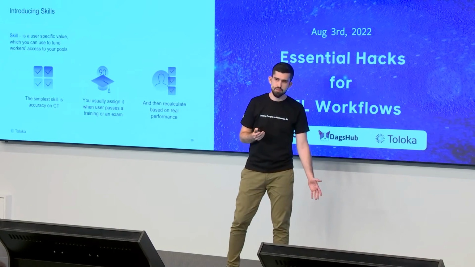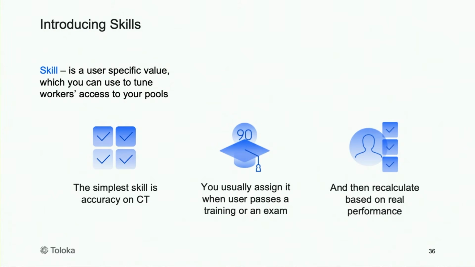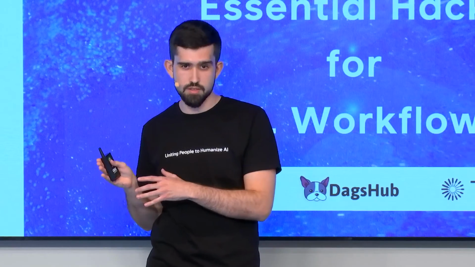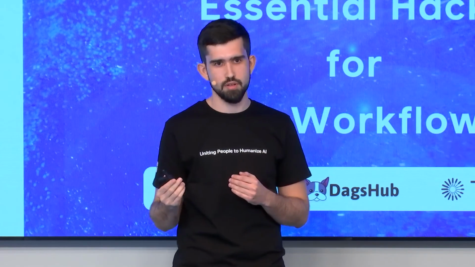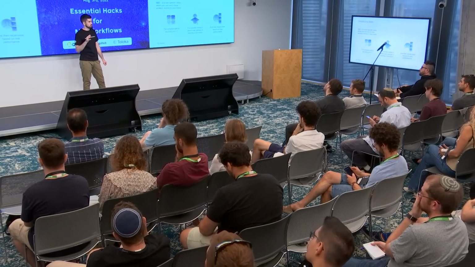So basically, a skill is quite an obvious thing. It is some value which you calculate, and then you use it to control the audience, to let or not to let guys inside your pools. The simplest skill is some accuracy on control tasks. I have already said that we have control tasks, so you can just calculate how often you are correct and not, and calculate the accuracy. Usually you set some initial value for this skill while making an exam, and then in the main pool you just keep recalculating it in order to be able to control everything.